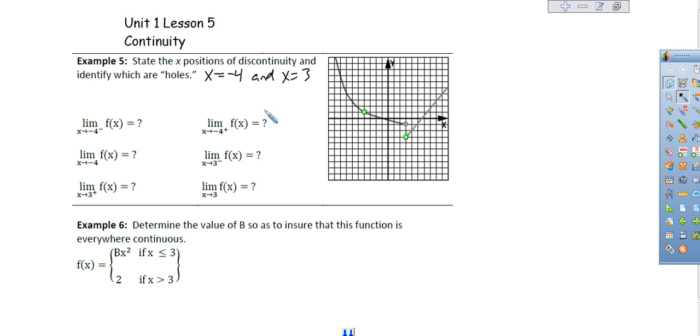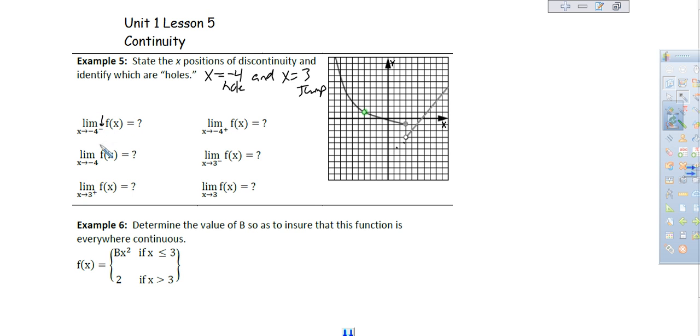And now they want us to answer the questions about the limits. And more importantly, this one is a hole, and this one is a jump discontinuity. See the difference on this one? At 3, there's actually just a jump from this -1 down here to -4, whatever that is. So anyway, let's take a look at the limit problems.